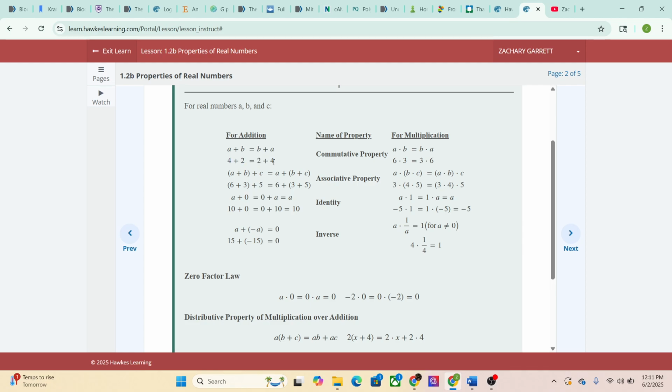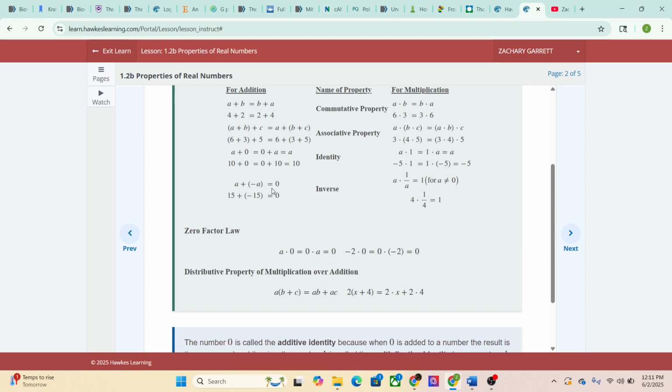They both equal 6. The associative property states that a plus b plus c is the same as b plus c plus a. So 6 plus 3 equals 9, plus 5 equals 14, is the same thing as 8 plus 6.